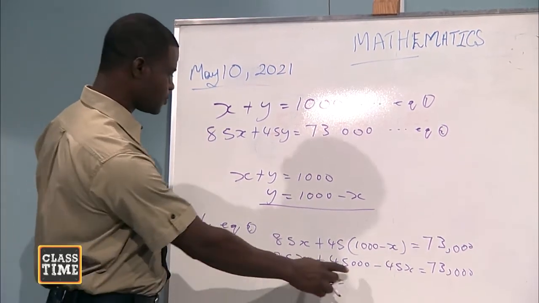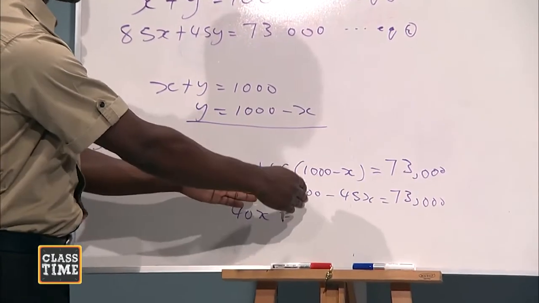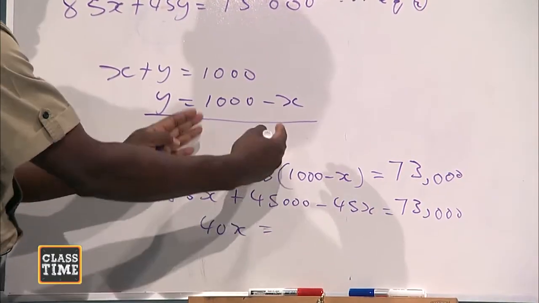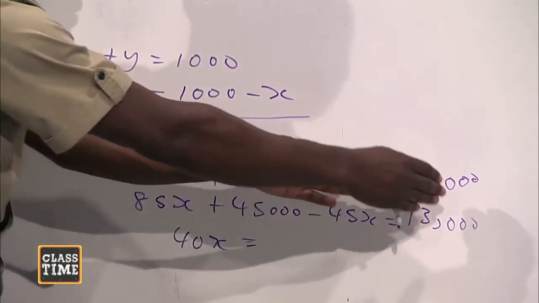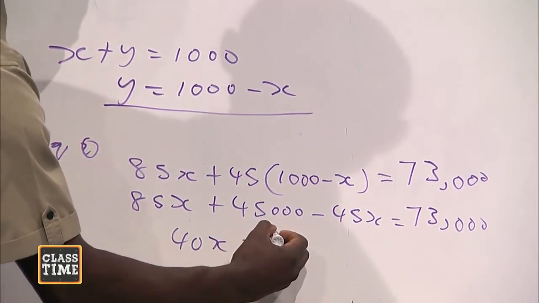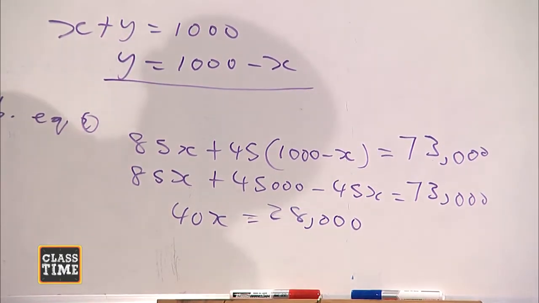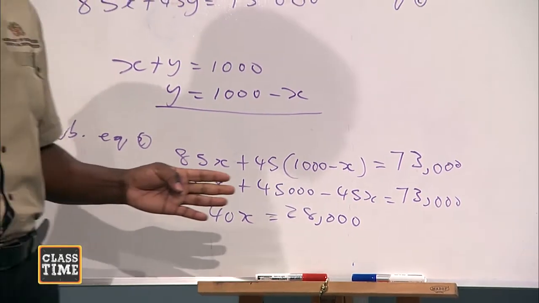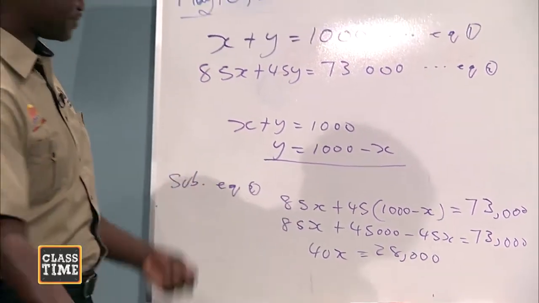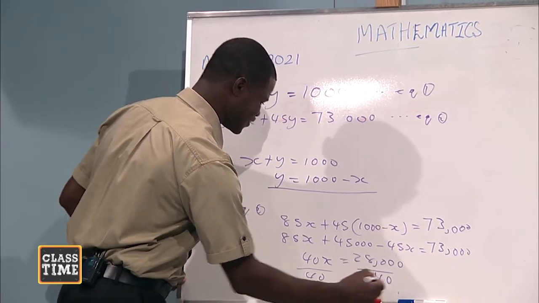So this is a positive 45,000. We're going to subtract 45,000 from both sides, so this 45,000 will be gone. Then I'm going to subtract 45,000 from 73,000. That would leave me with 28,000. So I just need to simply divide both sides by the coefficient of x. So it's 40.